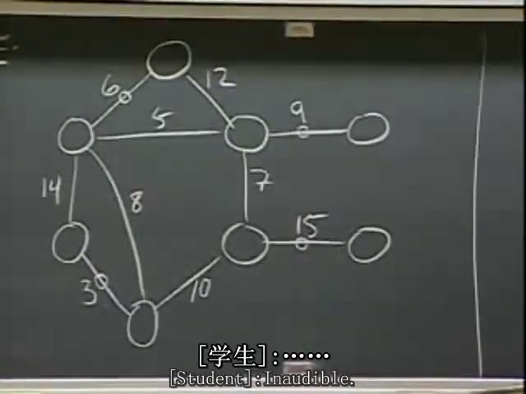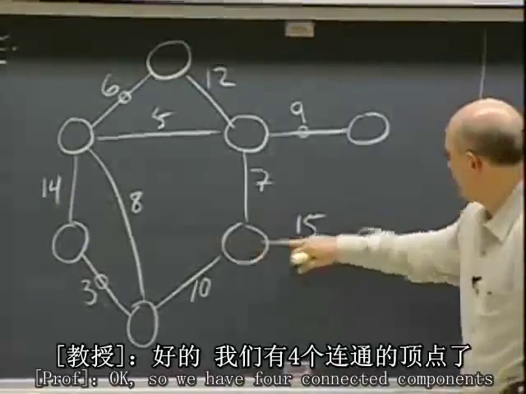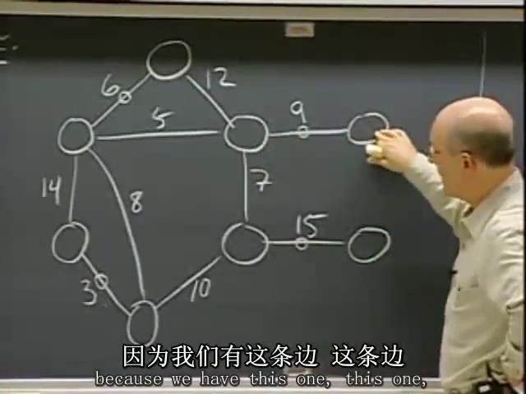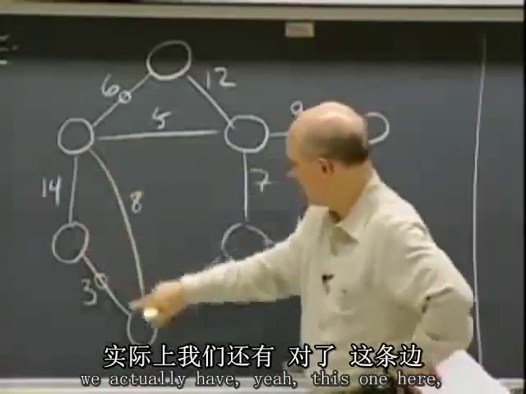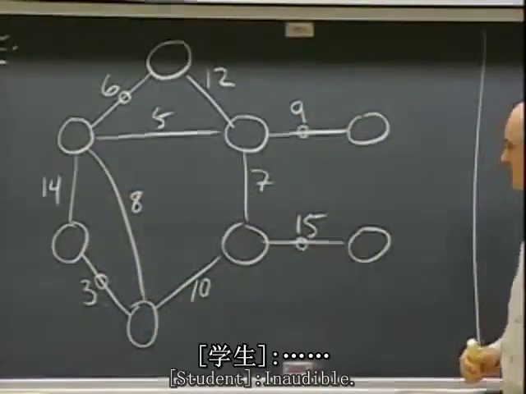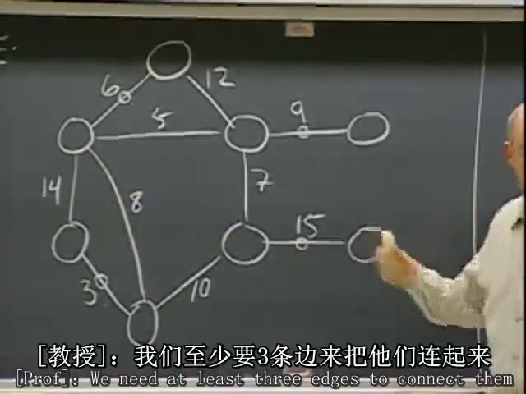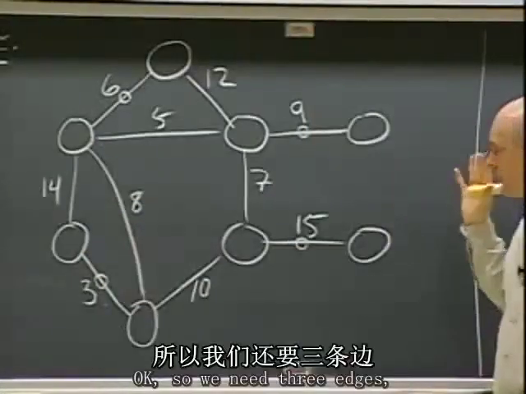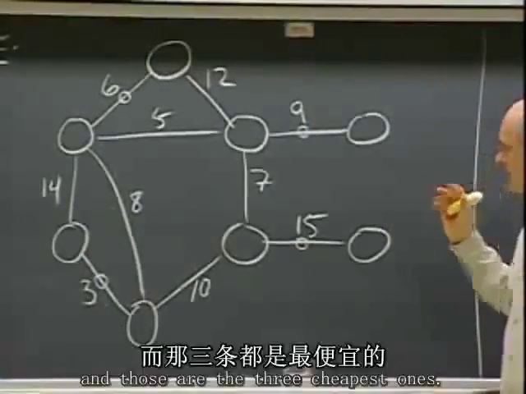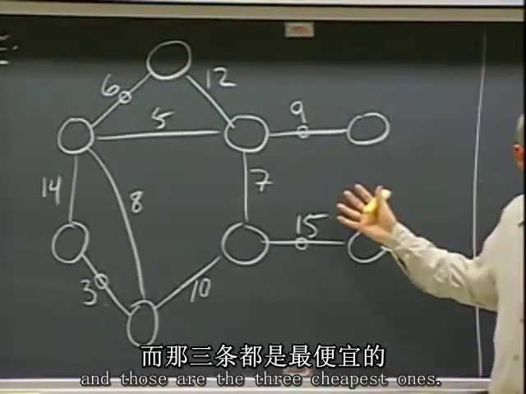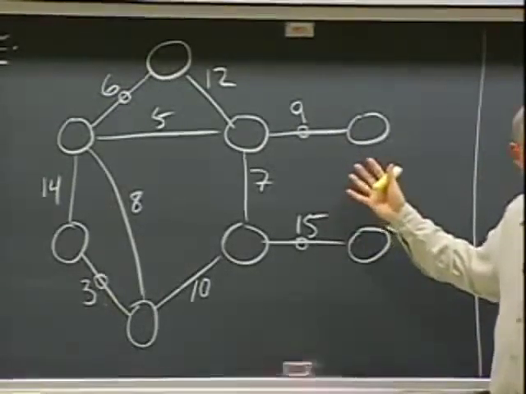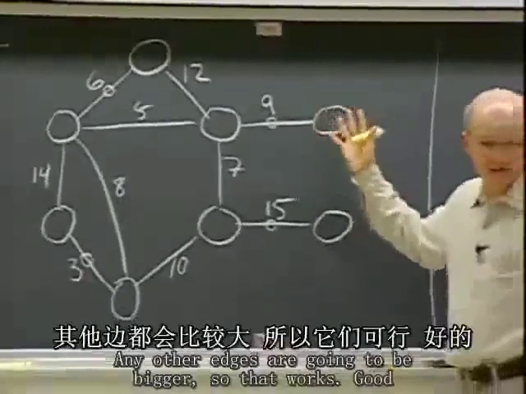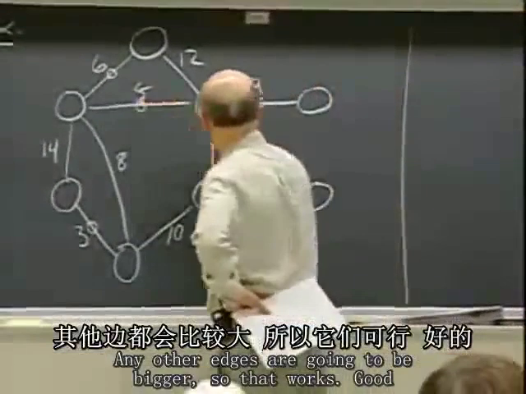Yeah. You could argue all 3 of those simultaneously by saying you have 4 connected components. You need at least 3 edges. Okay, so we have 4 connected components because we have this one, and this one, good. We need at least 3 edges to connect them because each edge is going to reduce the connected components by 1. So we need 3 edges, and those are the 3 cheapest ones. And they work. Any other edges are going to be bigger, so that works. Good.